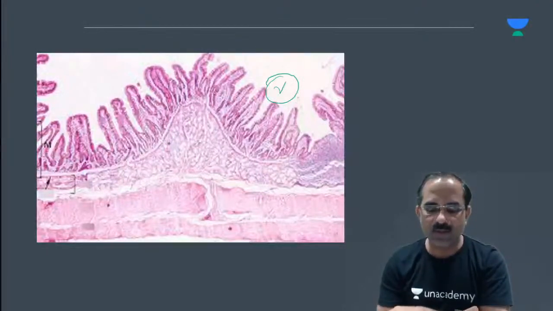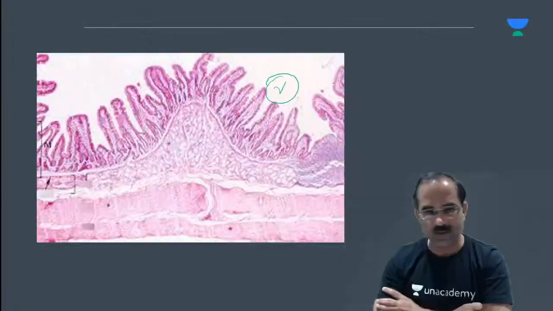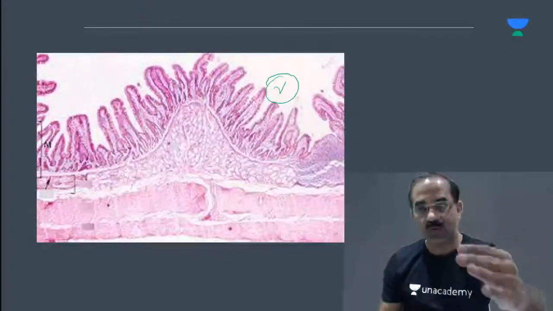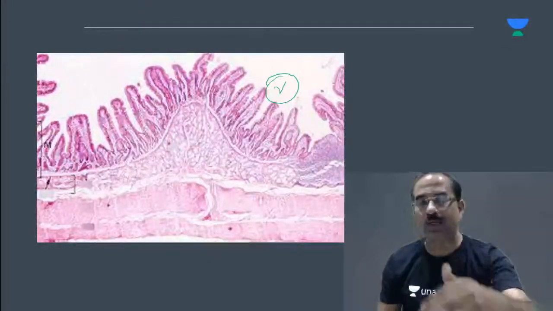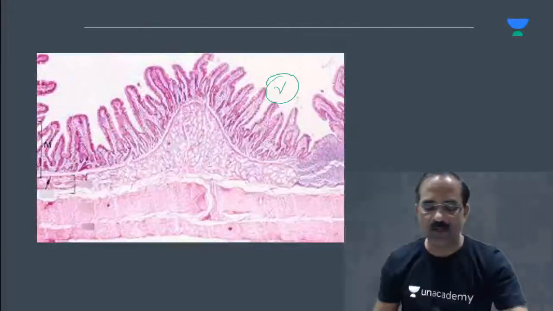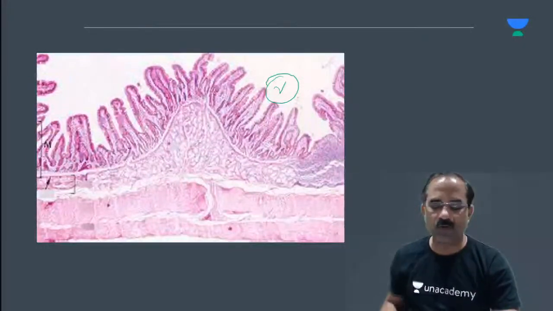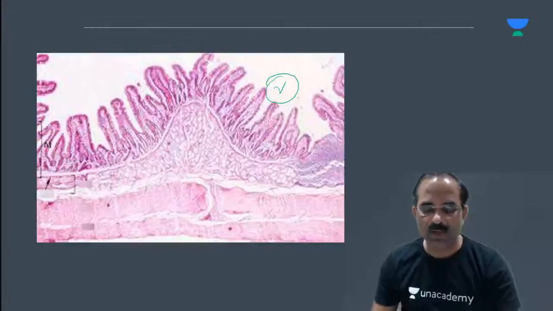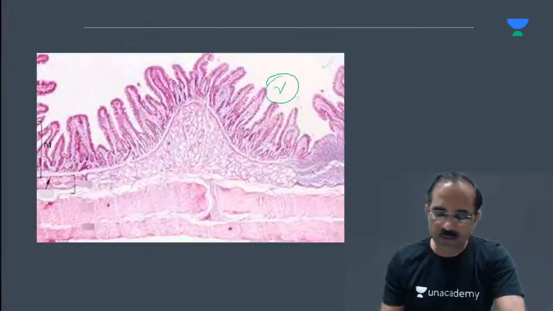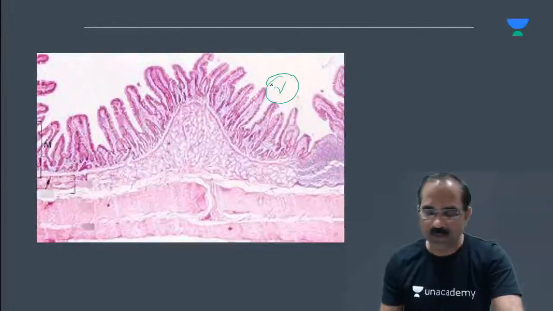Rishi, sorry, it's not respiratory epithelium. Respiratory epithelium is pseudostratified ciliated columnar with goblet cells. Pseudostratified ciliated columnar with goblet cells. Yes, very good, Salin, very good. These are finger-like structures, so these are the villi.